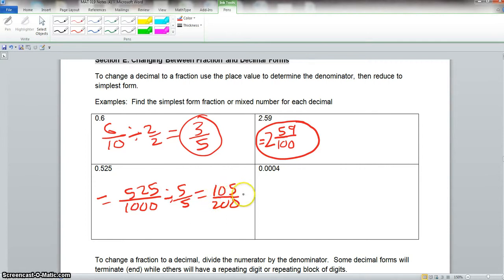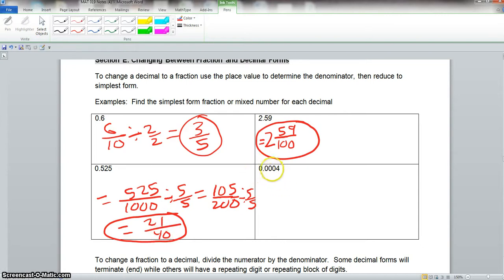Now we can still divide both of these by 5. Our numerator would be 21, and our denominator would be 40. 21 and 40 have nothing in common, so this is the final answer.